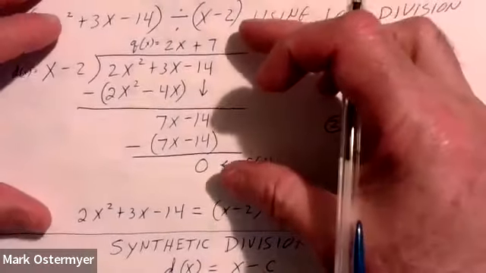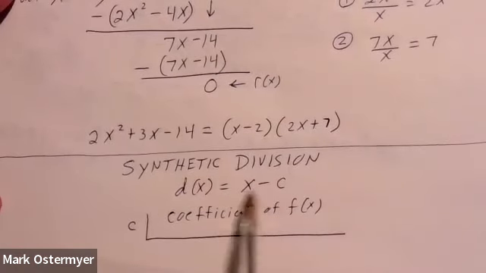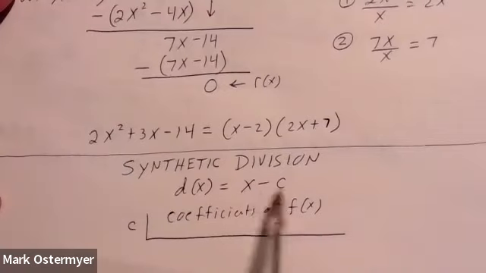Nice thing about synthetic division is it takes long polynomial division and basically compresses it to one line. And you don't see any variables in synthetic division. All you see are numbers. So it's so much more efficient to divide a polynomial by a binomial divisor that looks like this.